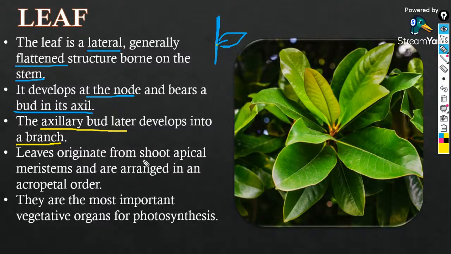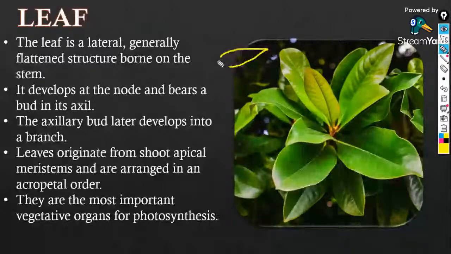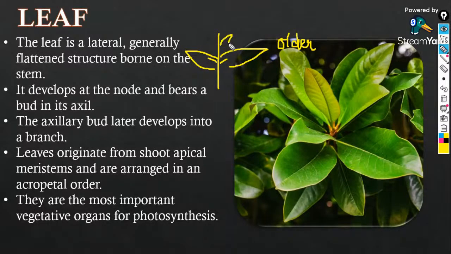So the leaves originate from the shoot apical meristem, and they are arranged in acropetal succession. What do you mean by acropetal succession? The already formed leaf, that is the older leaf, would be at the base, and younger leaves will be formed towards the terminal part.